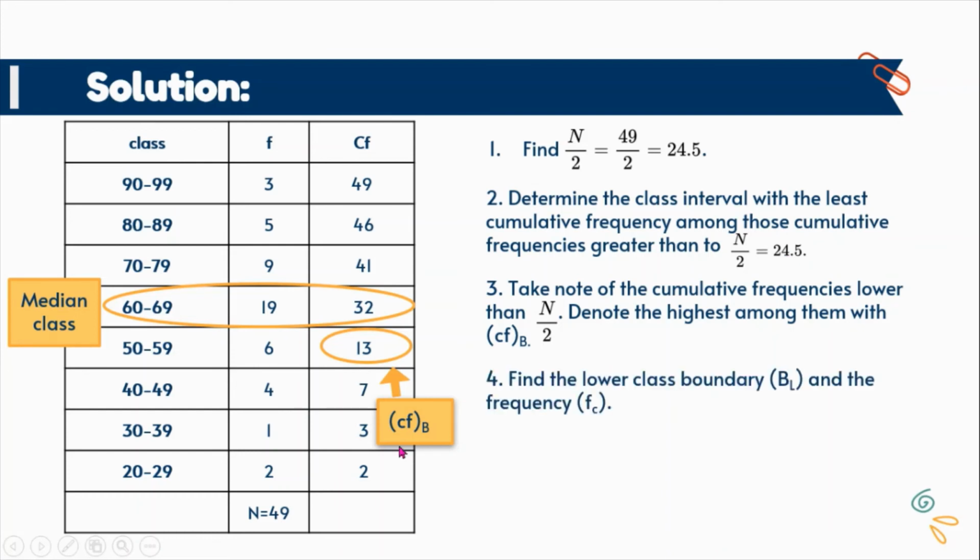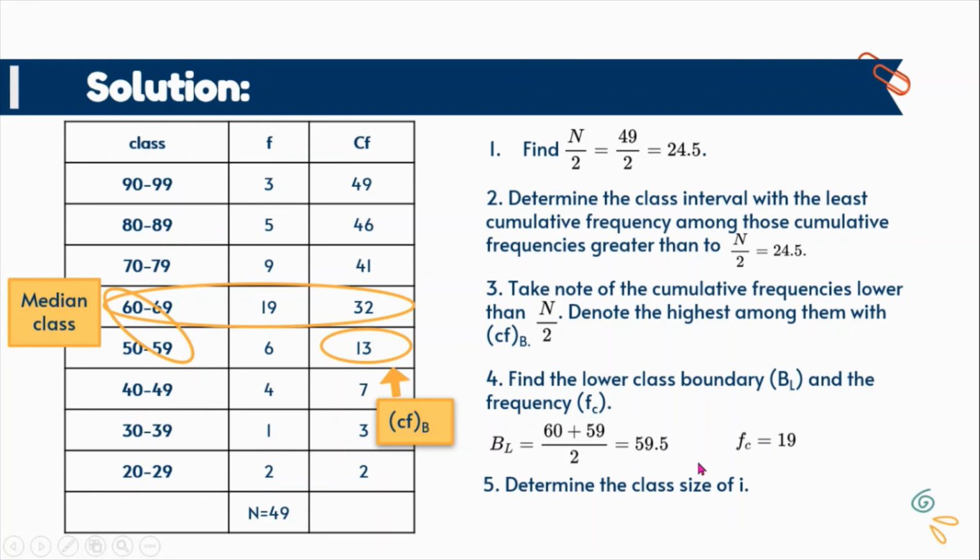So next, find the lower class boundary B sub L and the frequency F sub C. So here the lower class boundary is just the mean of this 60 and 59. So that is B sub L is equal to 60 plus 59 over 2. That is 59.5. And the frequency of the median class is 19.